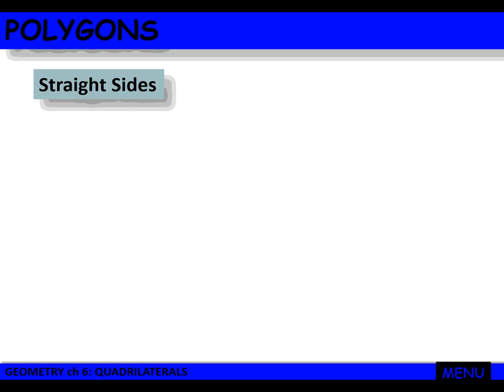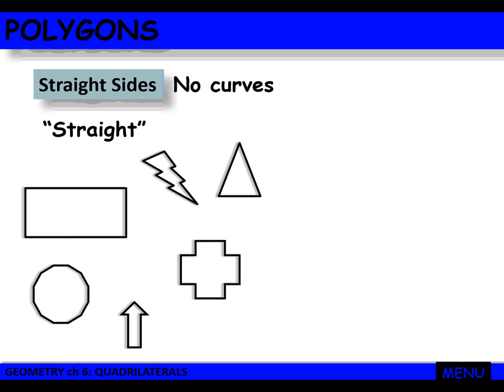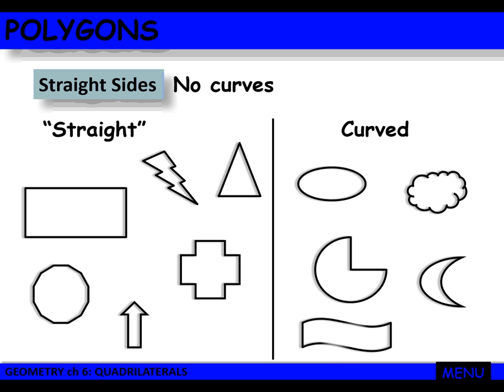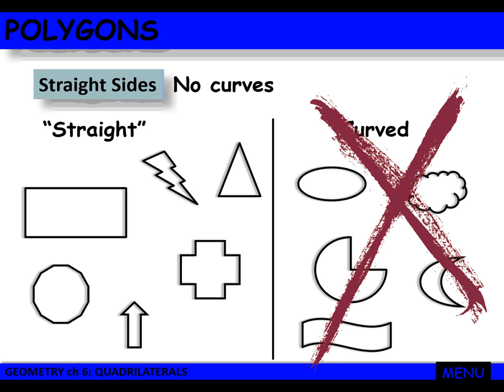All right, next, to be a polygon, our shape has to have straight sides. In other words, no curves. That means exactly what you think it means. All these ones here on the left, these are good. They have straight sides. But all the ones on the right with curves, those are bad ones. Those are not polygons. We want to talk just about polygons.